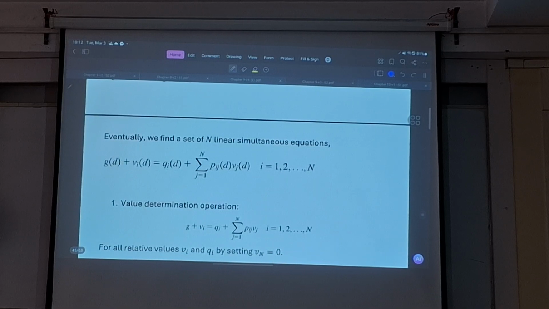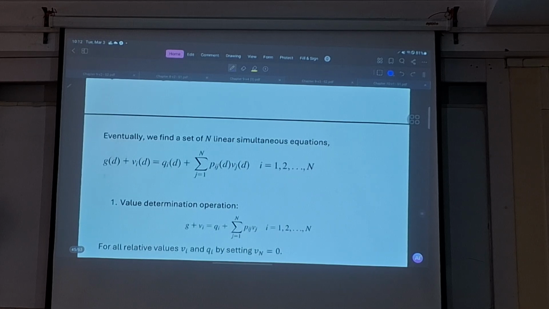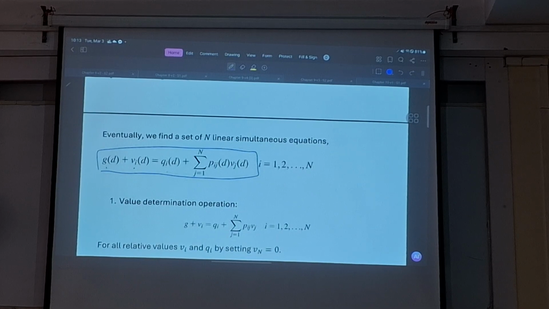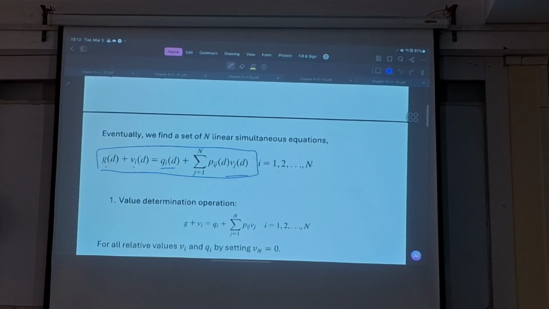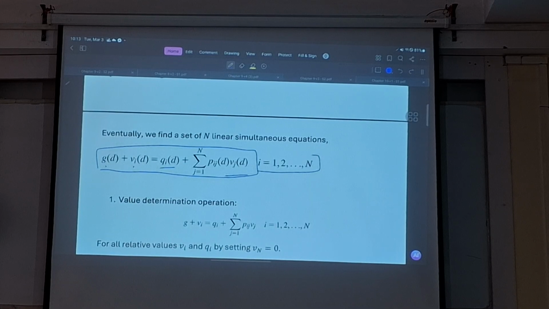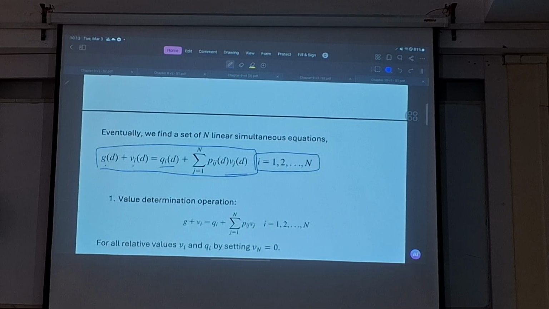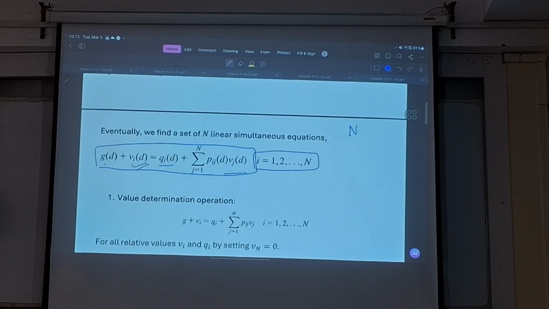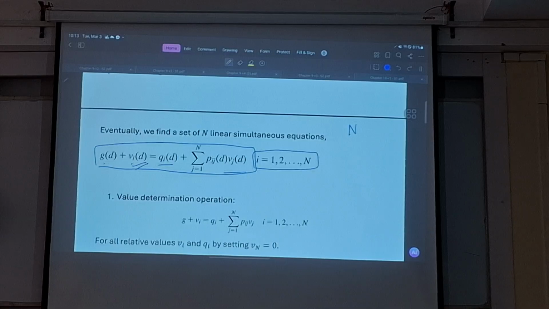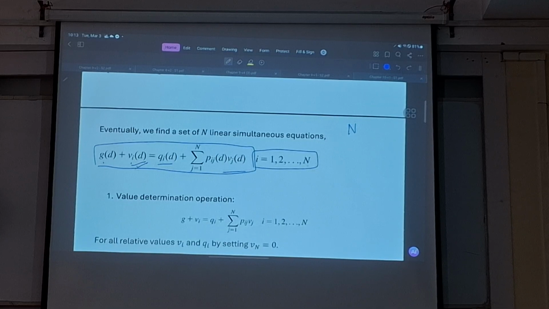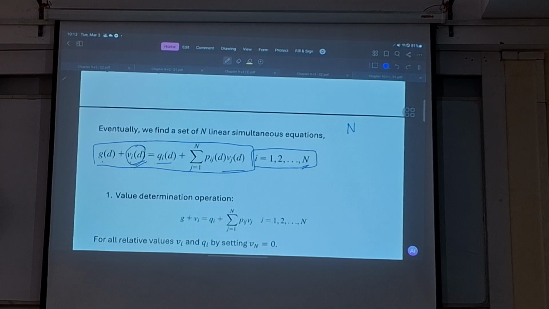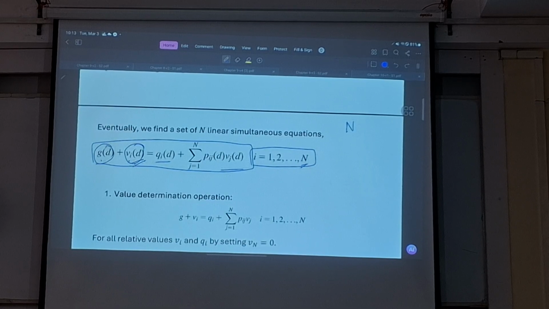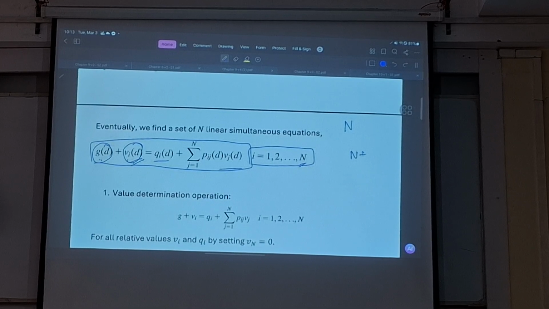system of simultaneous linear equations. For each i, we will have one equation. Once we have n equations, solving them will give us the values of v_i. But how many unknowns are here? In this equation, we have one unknown v_i, and we have one more unknown, G. So n plus one unknowns are there.